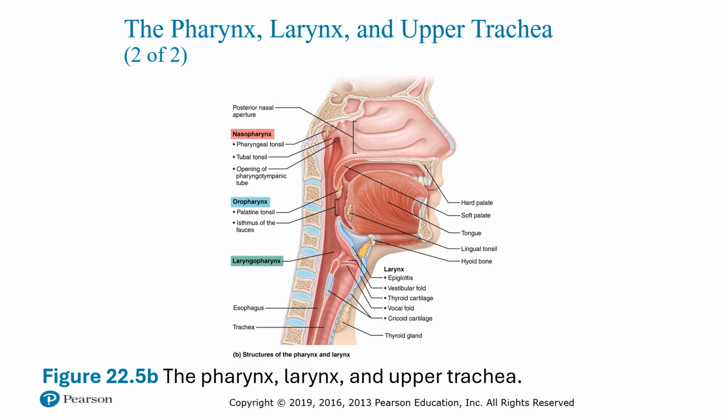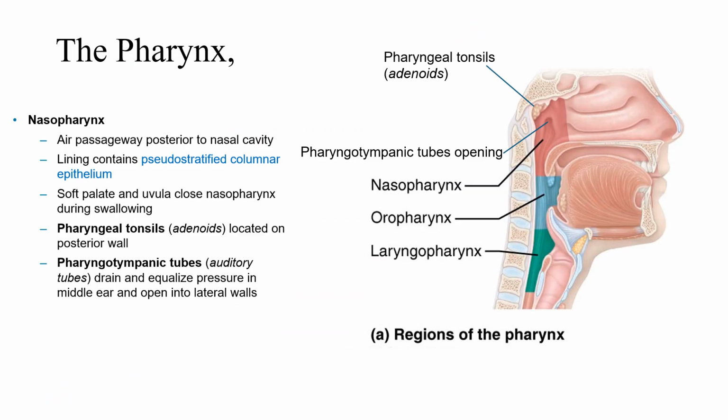Now let's talk about the pharynx. The pharynx is divided into nasopharynx, oropharynx, and laryngopharynx. This is the nasopharynx, which is behind the nose. It is connected to the nasal cavity. It is lined by pseudostratified columnar epithelium, the same epithelium which is lining the nasal cavity. And then there are some tonsils present. These are pharyngeal tonsils. They are also known as adenoids.